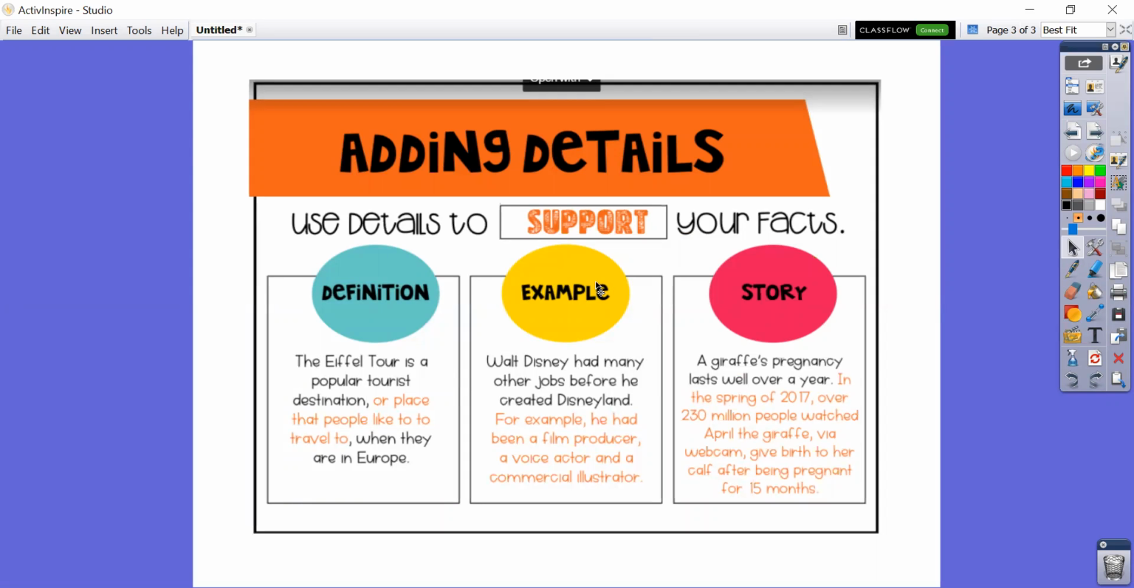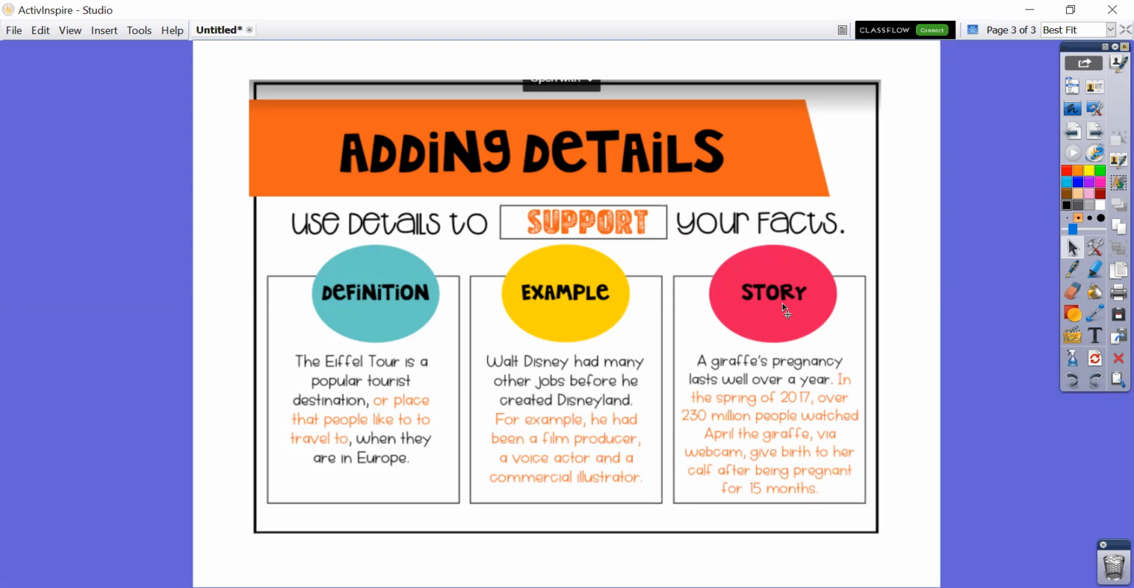We can use an example. Walt Disney had many other jobs before he created Disneyland. And this is like we just talked about when we use the phrase, for example, he had been a film producer, a voice actor, and a commercial illustrator.